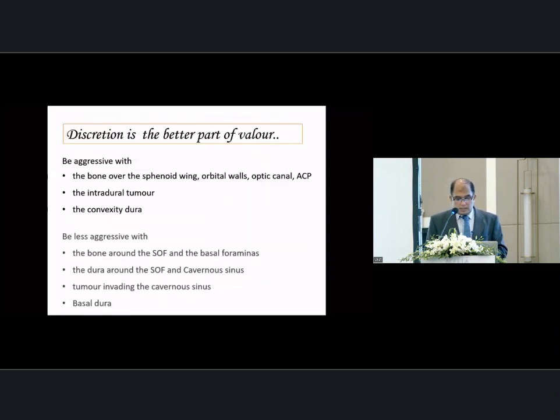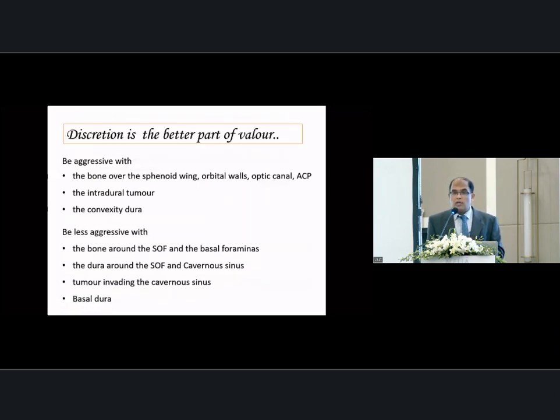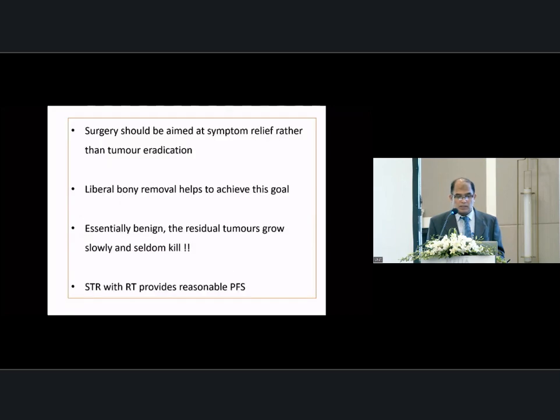To summarize, discretion is the better part of valor. Do not chase the tumor aggressively, especially near the canals. Do not attempt a radical excision. Be liberal, be generous in your bony removal, and less aggressive with tumor around the superior orbital fissure and the basal foramina, and the tumor involving the cavernous sinus. Maybe the tumor involving the cavernous sinus we can subject to radiosurgery later on.